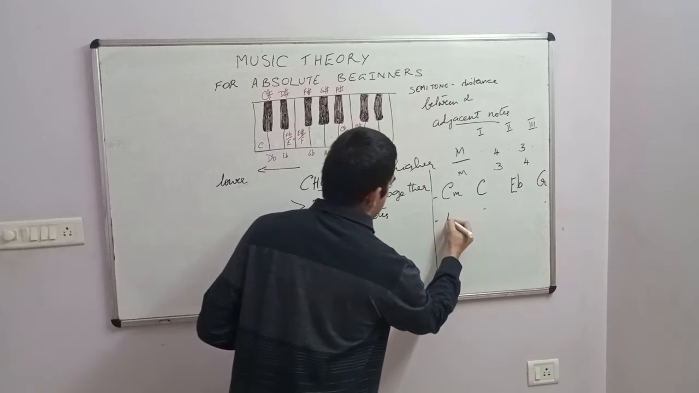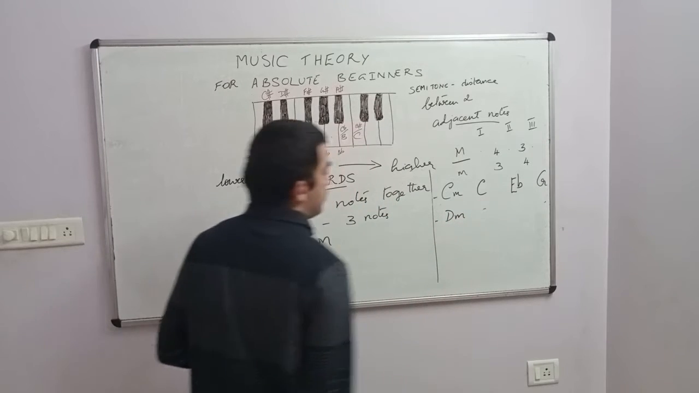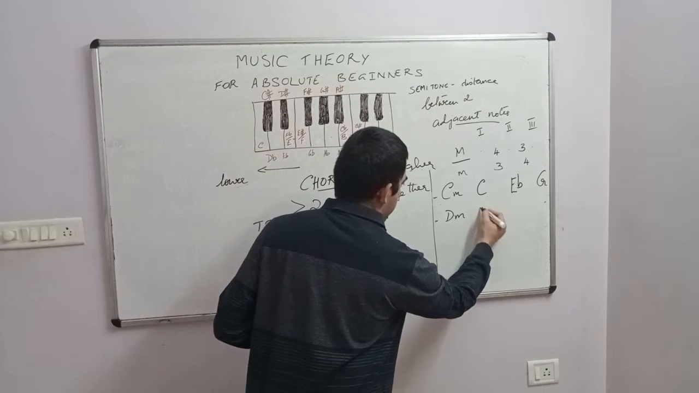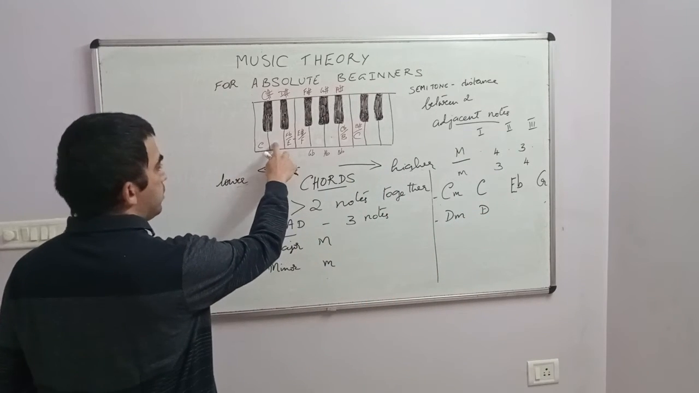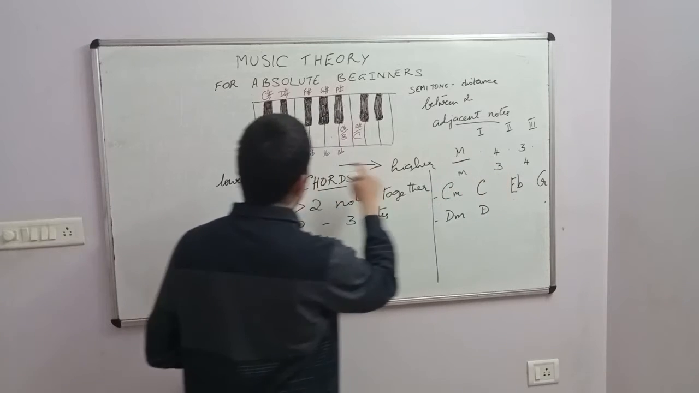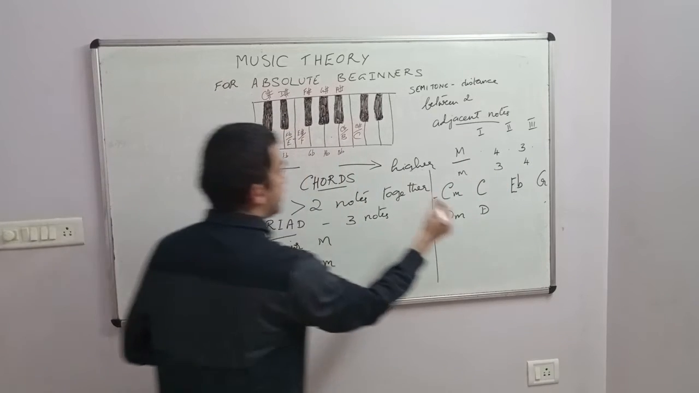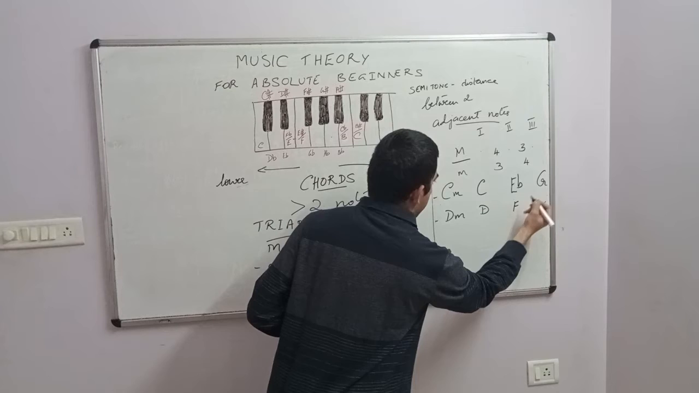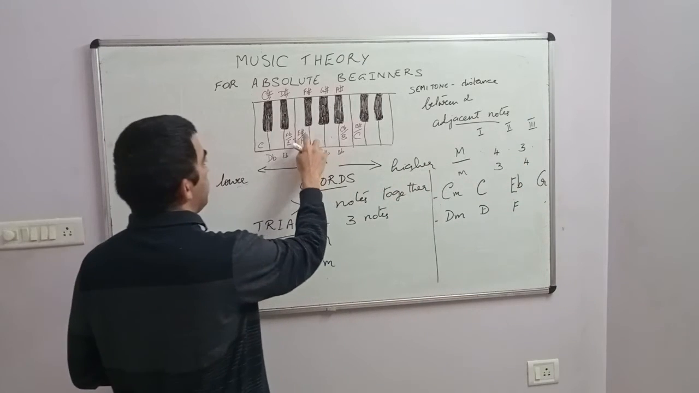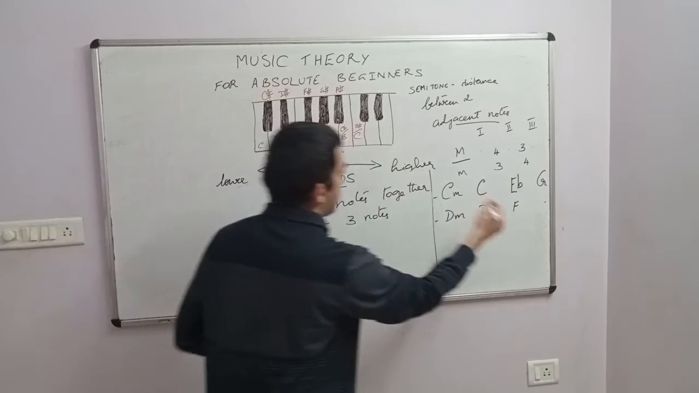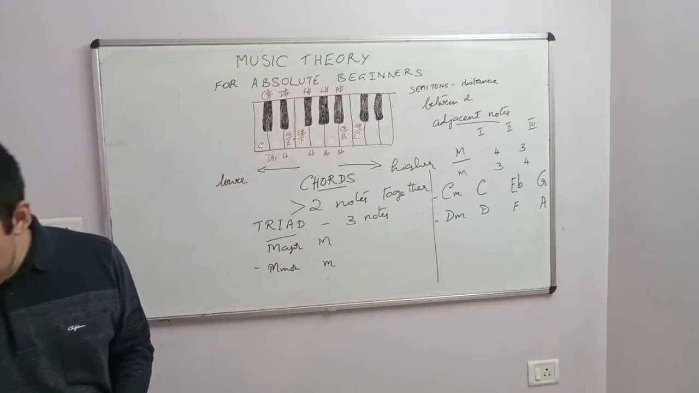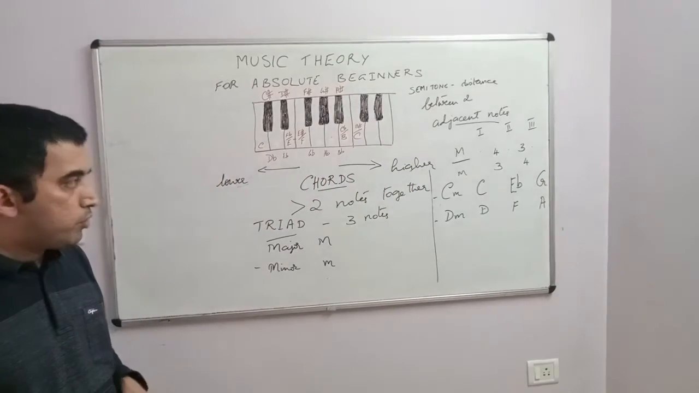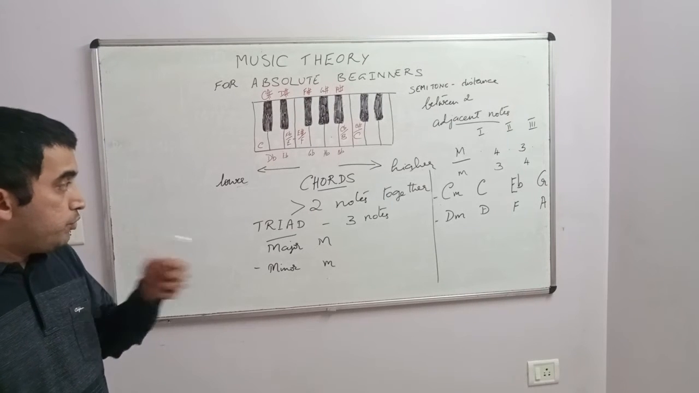So next we go to the D minor chord. So the first note is D. You want the minor chord, so count 3 semitones: 1, 2, 3. So it will be F. Okay, 4 semitones. That will be 1, 2, 3, 4. That will be A.